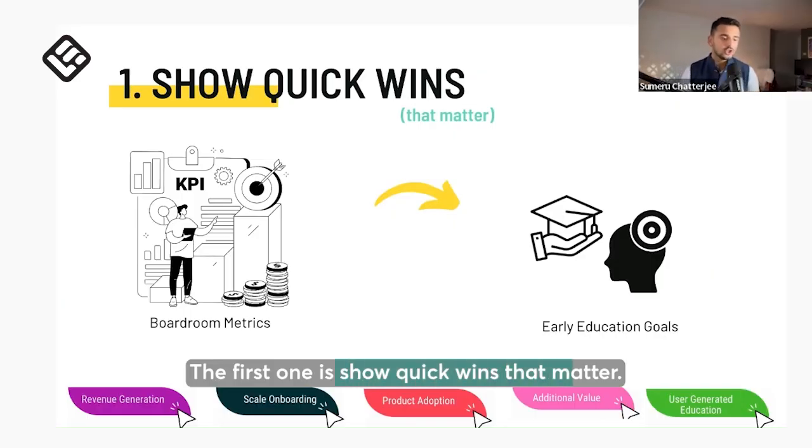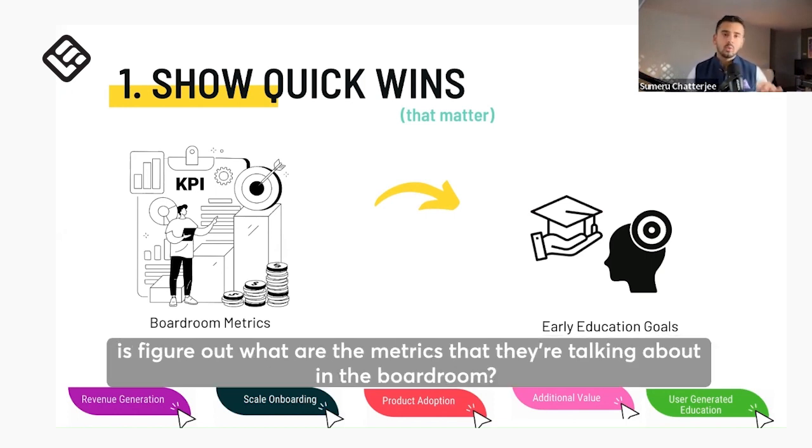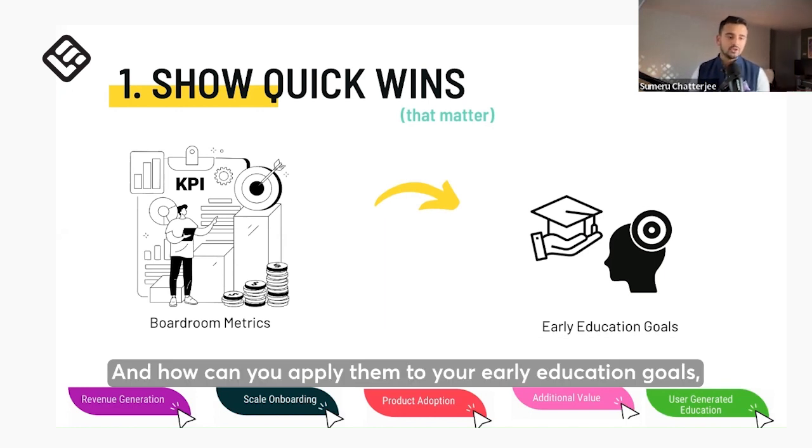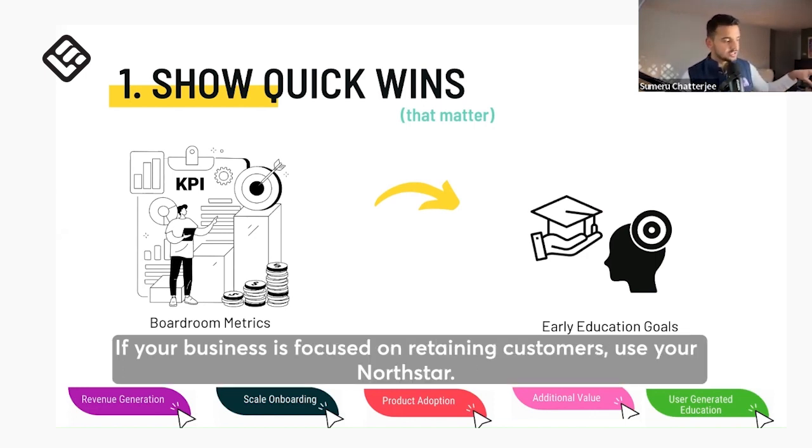The first one is show quick wins that matter. One thing that I was able to do at Adapar and Gong, etc., is figure out what are the metrics that they're talking about in the boardroom, and how can you apply them to your early education goals. If your business right now is focused on new revenue, use that as your North Star. If your business is focused on retaining customers, use that as your North Star.